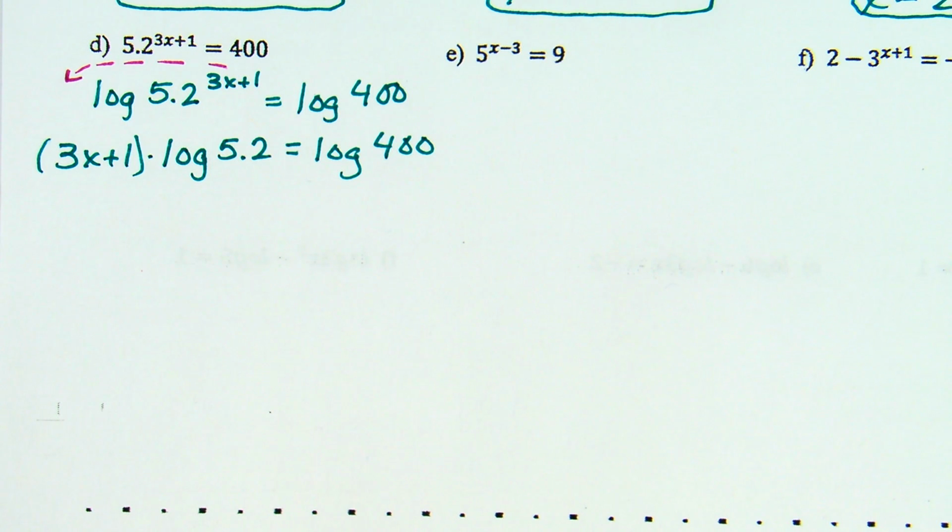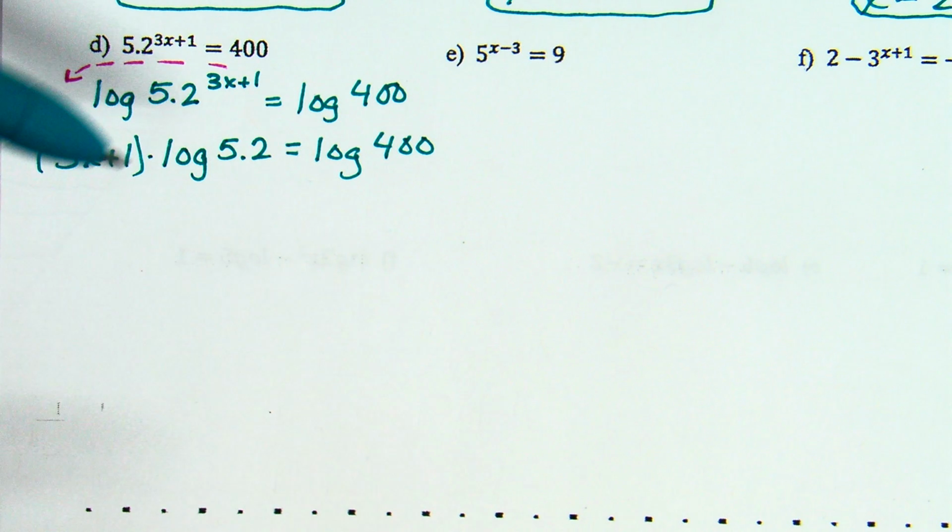Okay. Now, you mentioned the word distribute, which could be an option. I'm not 100% sure if I want to go that option or not. It's not the option I usually go. Okay, but an option is log of 5.2 is technically a number, right? It's some crazy decimal, but it is a number. When you have a number outside of parentheses, what is one option that you can do with that number?